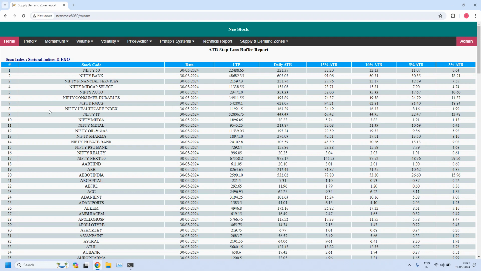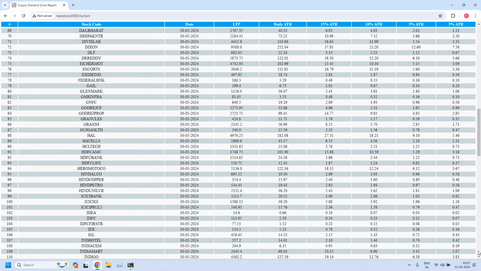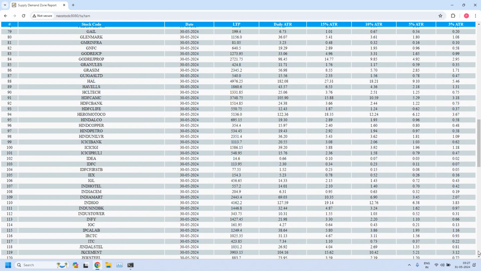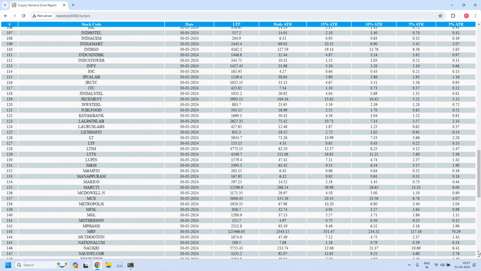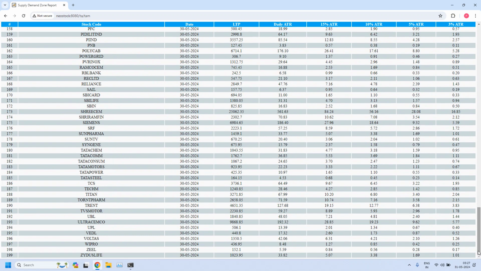And the first 17 in this list are indices, remaining all are equity stocks but taken from F&O category. Let me scroll the list down. Each time when I scroll down, I will be giving you only a few seconds. You can pause the video if any of your favorite stock you want to refer. So let me scroll the list down. So this is the complete list.